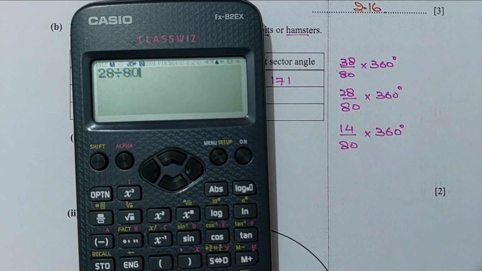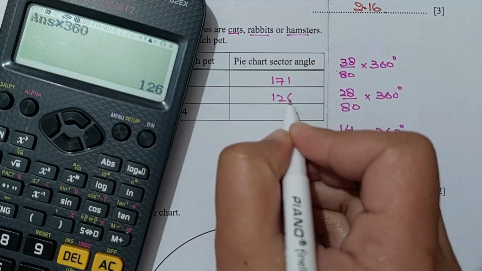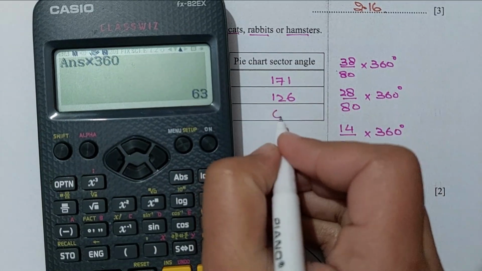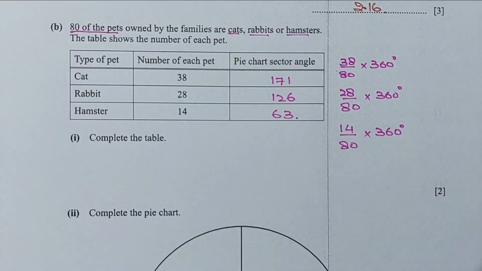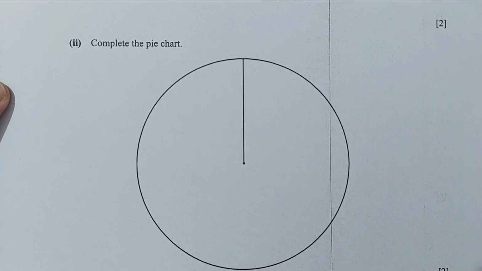28 out of 80 times 360 is 126. And the last is 14 out of 80 times 360. This would be 63. Right, the table is completed. Now for the second part, complete the pie chart.